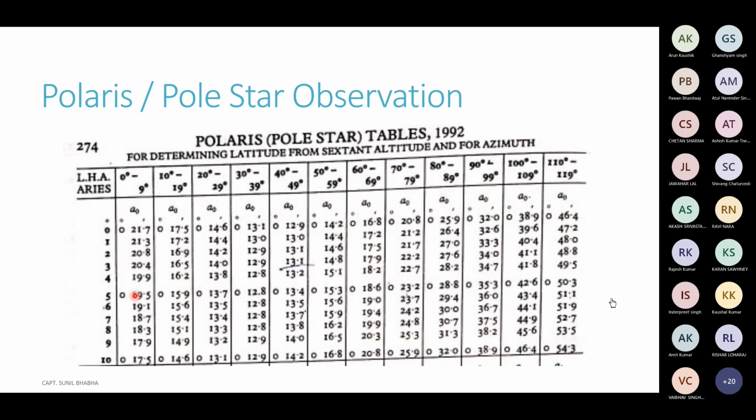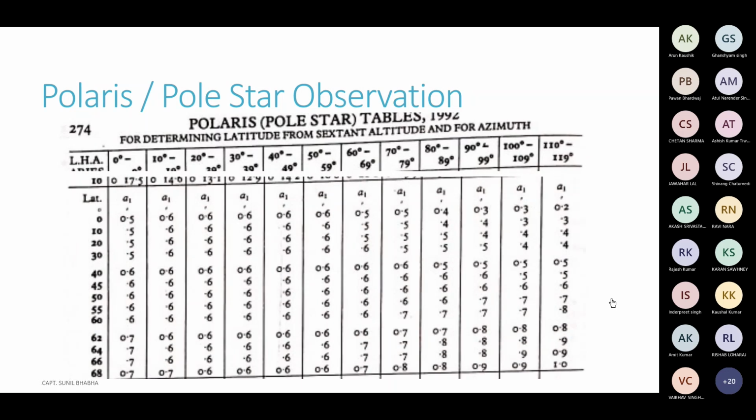So you may need to interpolate between the two values if required. This is how we obtain the A0 correction. Let's now move to the second part of the table. If you come down, you will see the second part of the table gives us correction A1. Now this part of the table is entered with the DR latitude, which is given to us in these questions.